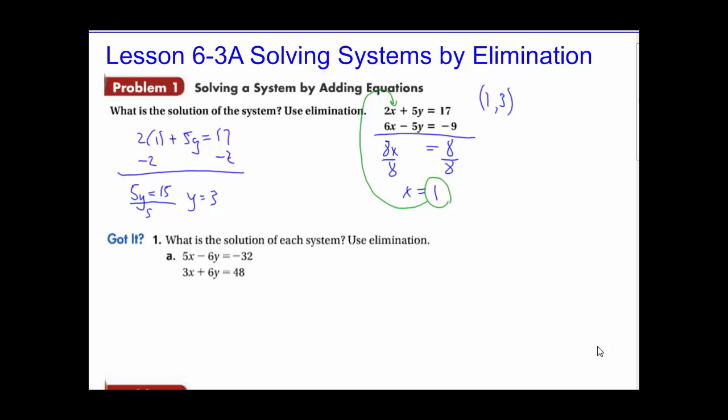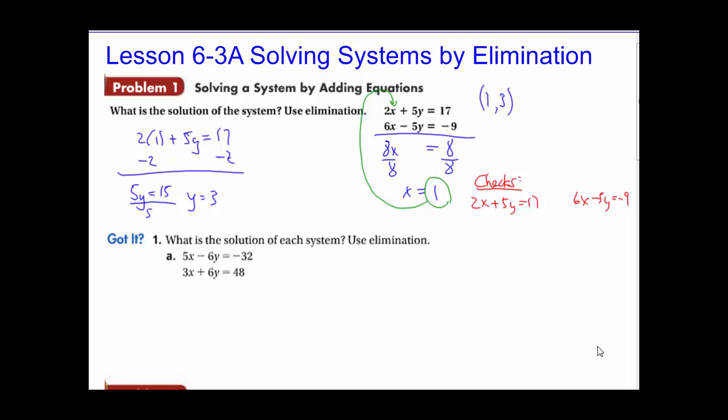We need to check. So let's plug both back in and see if we get 17 for the first and negative 9 for the second. Make sure you do checks for both equations. So this one's going to be the 2x plus the 5y equals 17, and then we'll do the other one, 6x minus 5y equals negative 9. So write the original equations.